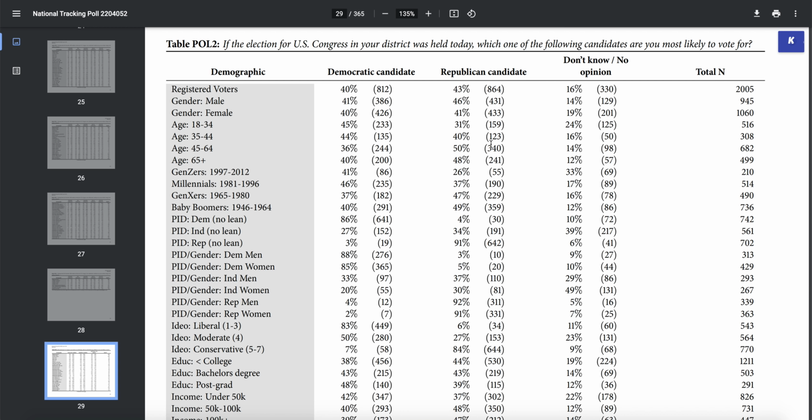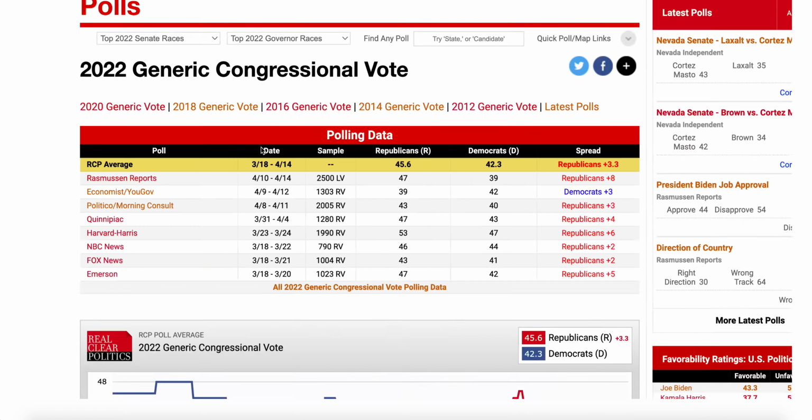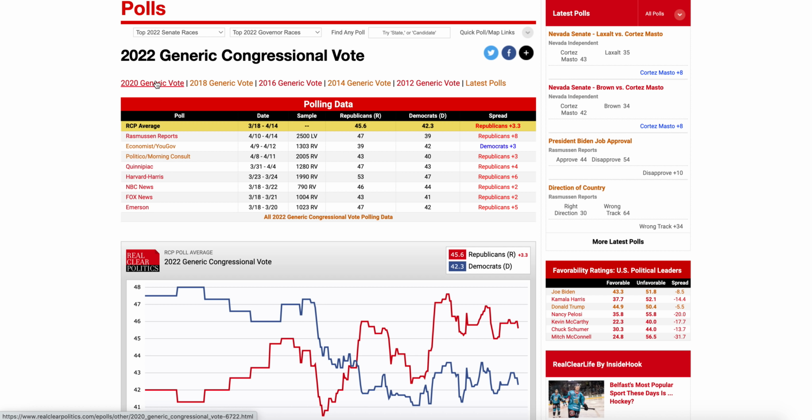Now, the Democratic Party being at 40% is not a good feat. It's not a good number. It's not a good look. It really doesn't look beneficial for them at all. We're going to do a lot of looking back on history. 2020.